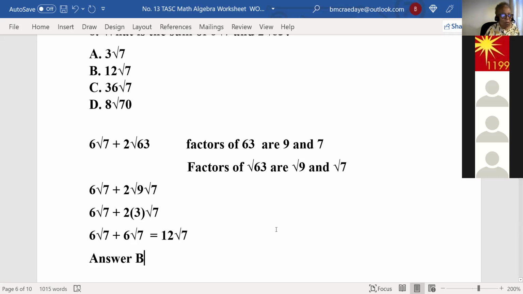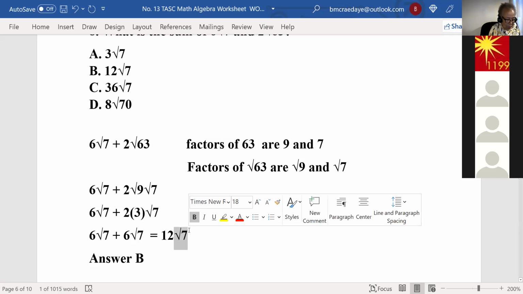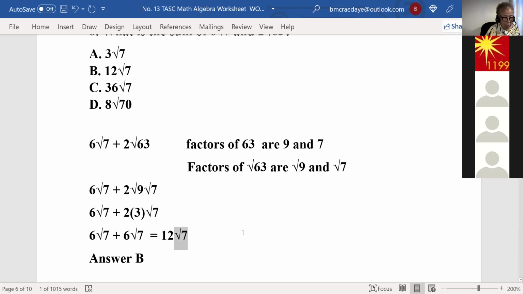Suppose I gave you another square root, see if you can figure it out. Suppose I had the square root of 24, and I ask you to give me two factors of the square root of 24, one of which has a perfect square root. What would they be?